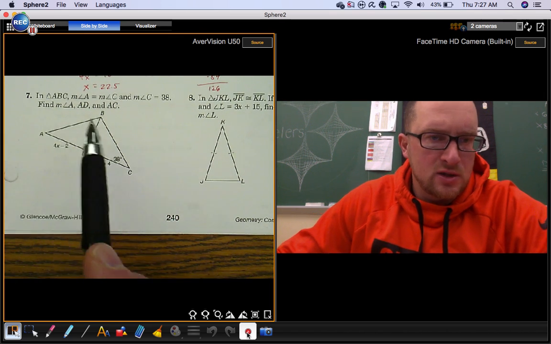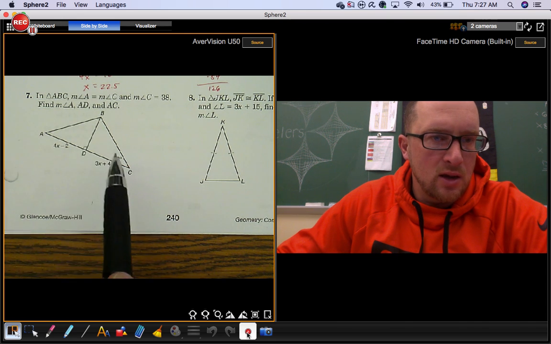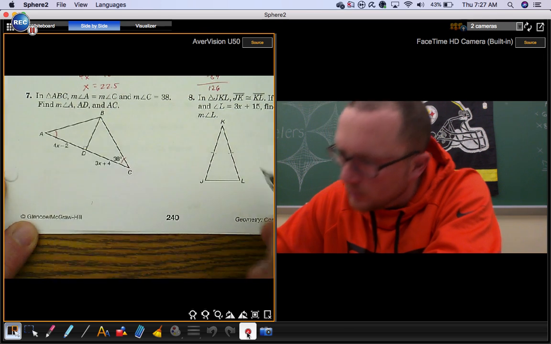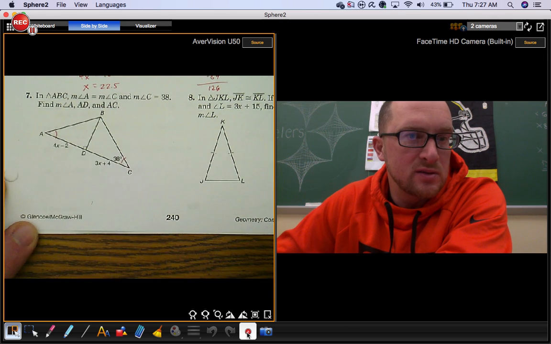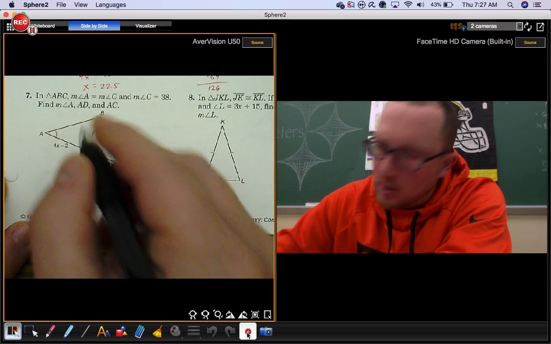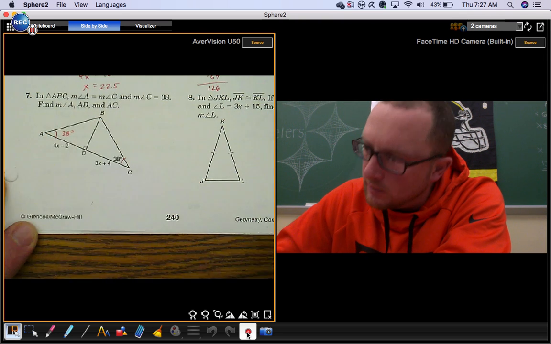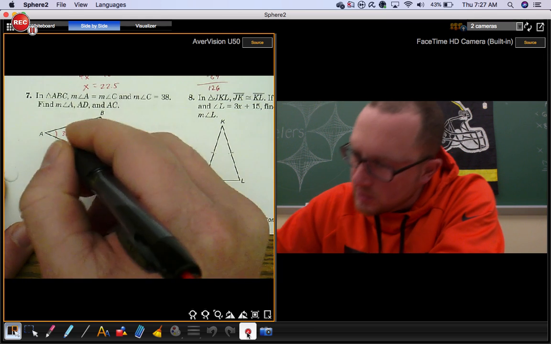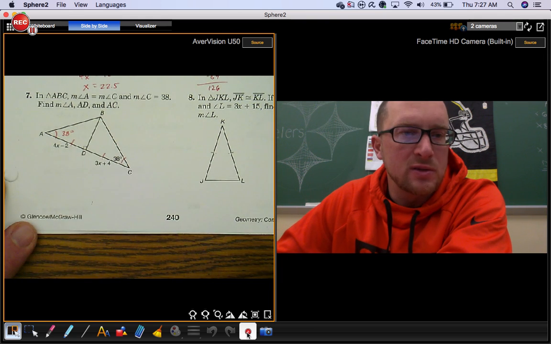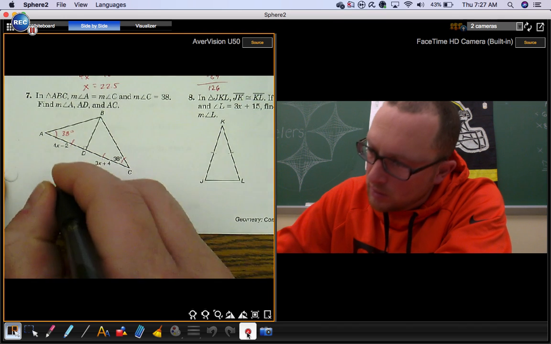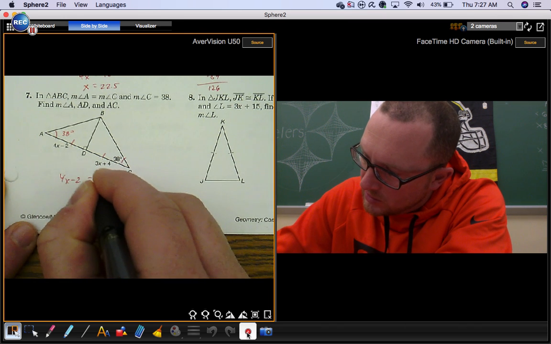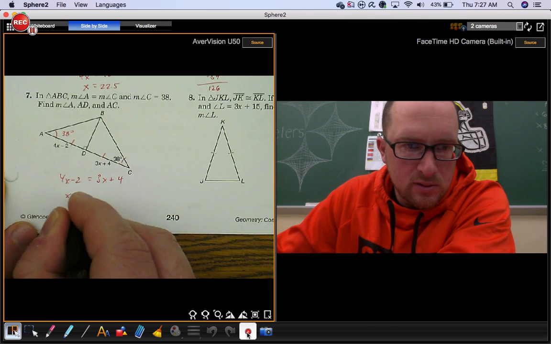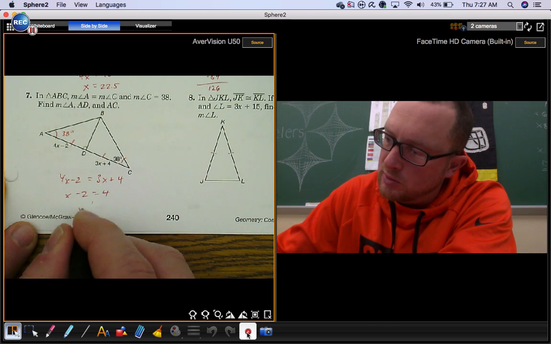Number 7. In this triangle, ABC, angle A and angle C are equal measures. So that one's 38, that one's 38. That makes the big triangle isosceles. Find the measure of angle A. Well, it's 38 degrees. Find the distance from A to D. Find the distance from A to C. Well, if this is an isosceles triangle, then those two segments are the same, remember. So 4 times the number minus 2 is the same thing as 3 times the number plus 4. We'll subtract 3x from both sides, and then we'll add 2 to both sides.